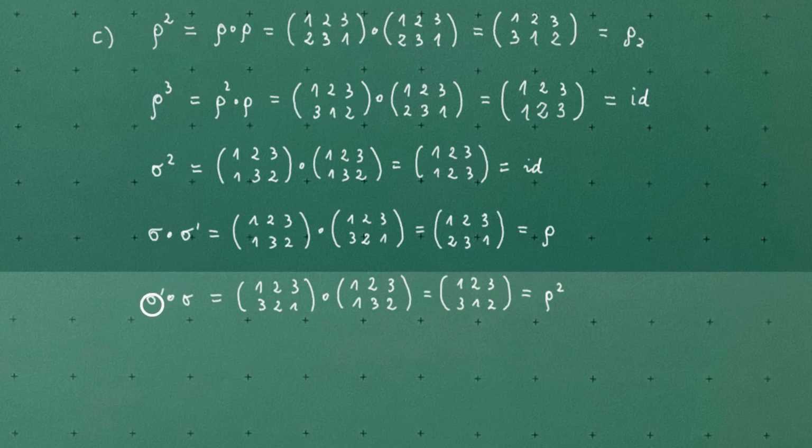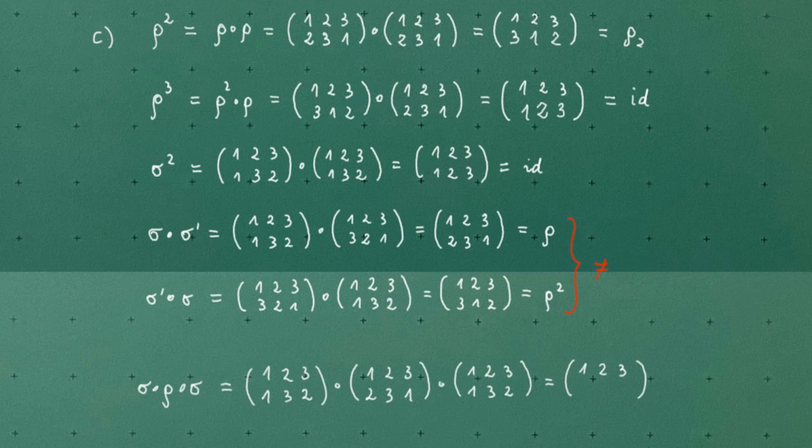And if I interchange here the order, sigma prime, and before that sigma, I end up with another rotation, the rotation by 240 degrees. So here we see S3 is a non-commutative group, because the order of composition is important. We do not get the same result here. Then we are supposed to calculate this composition here.